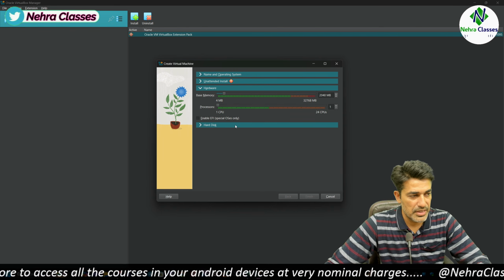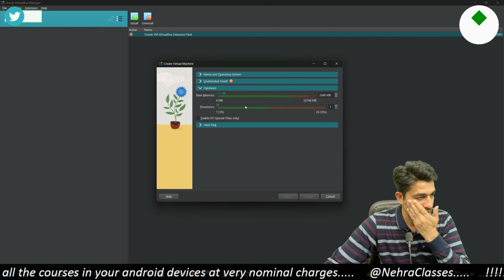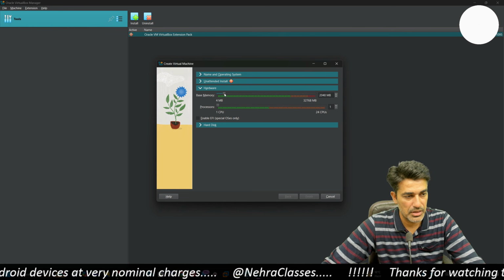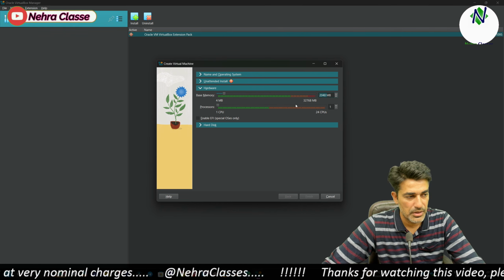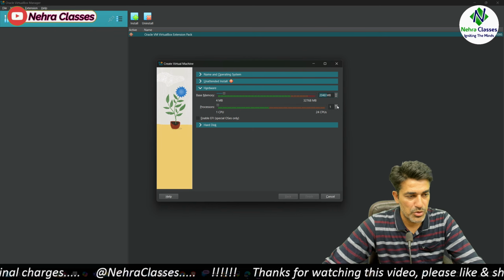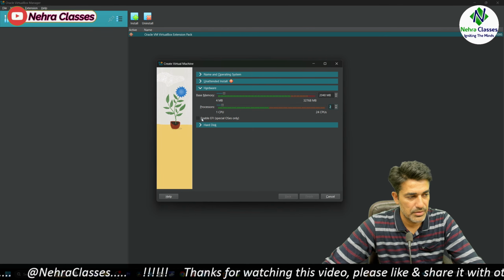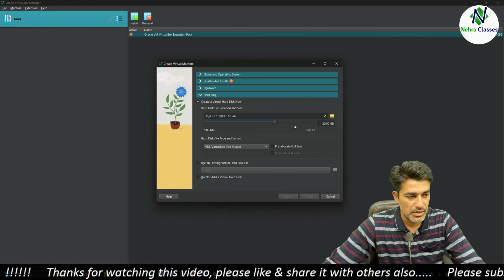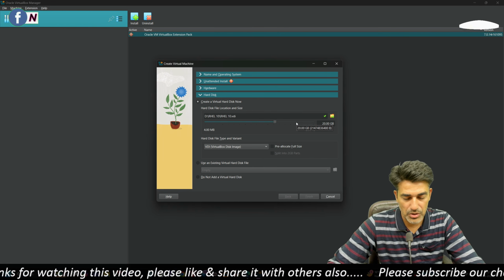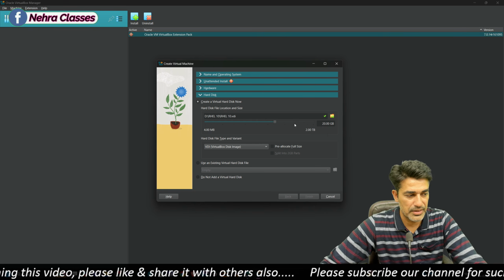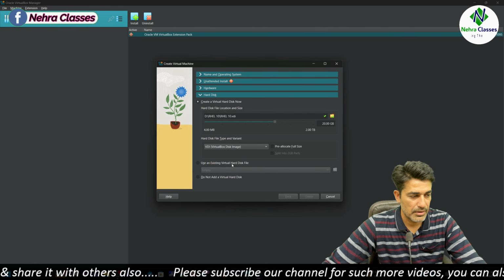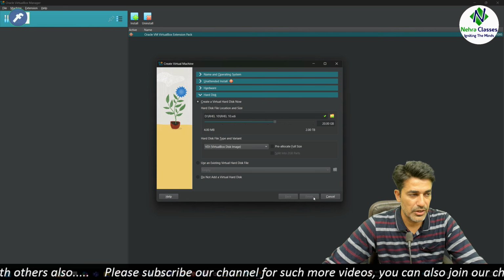Then you can specify the hardware, like how much memory you want to allow to this machine. 2 GB is by default. How many CPUs you want to allocate, whether you want to enable EFI or not. The disk space which you want to allow, 20 GB is by default selected there. And after that, you can click on Finish.